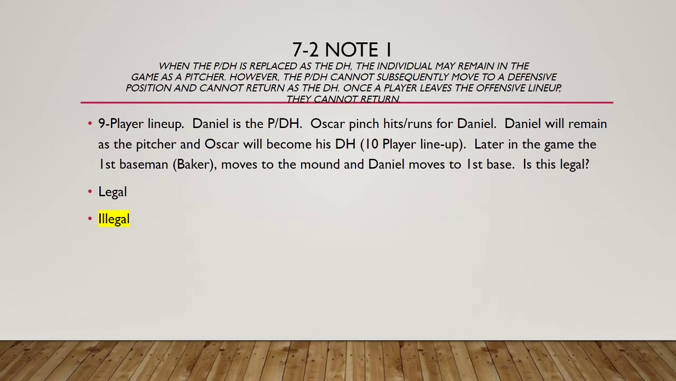In a 9-player lineup, Daniel is the pitcher DH. Oscar pinch hits or runs for Daniel. Daniel will remain as the pitcher and Oscar will become the DH. Later in the game, first baseman Baker moves to the mound and Daniel moves to first base. This is illegal. You cannot do this. This is Rule 7-2, Note 1.